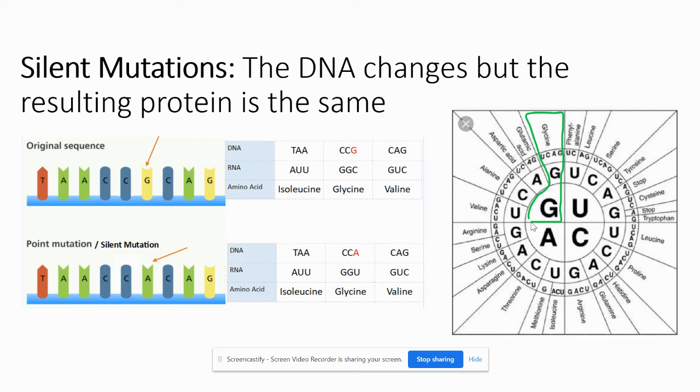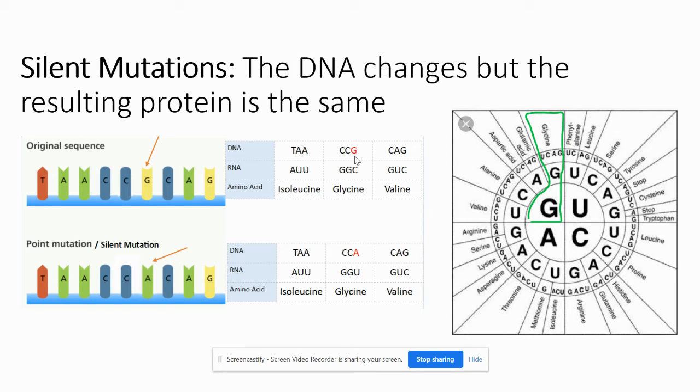But if we follow the codon wheel, and this is what's highlighted in green here, CCG transcribes to GGC and then translates to glycine. CCA transcribes to GGU, but then also translates to glycine. So remember, we look for how the RNA transcribes to the amino acid. GGC becomes glycine, and GGU becomes glycine.